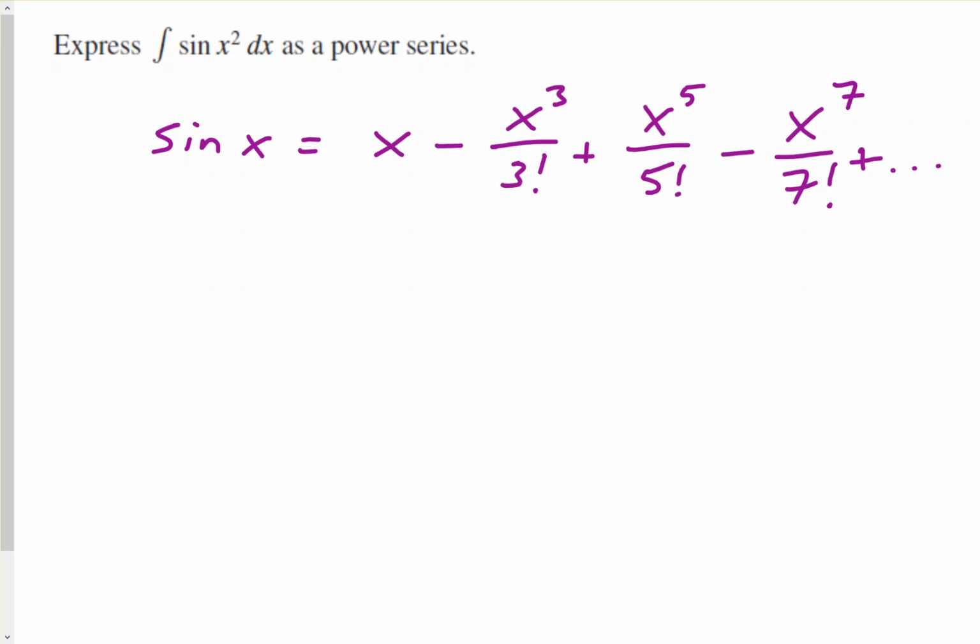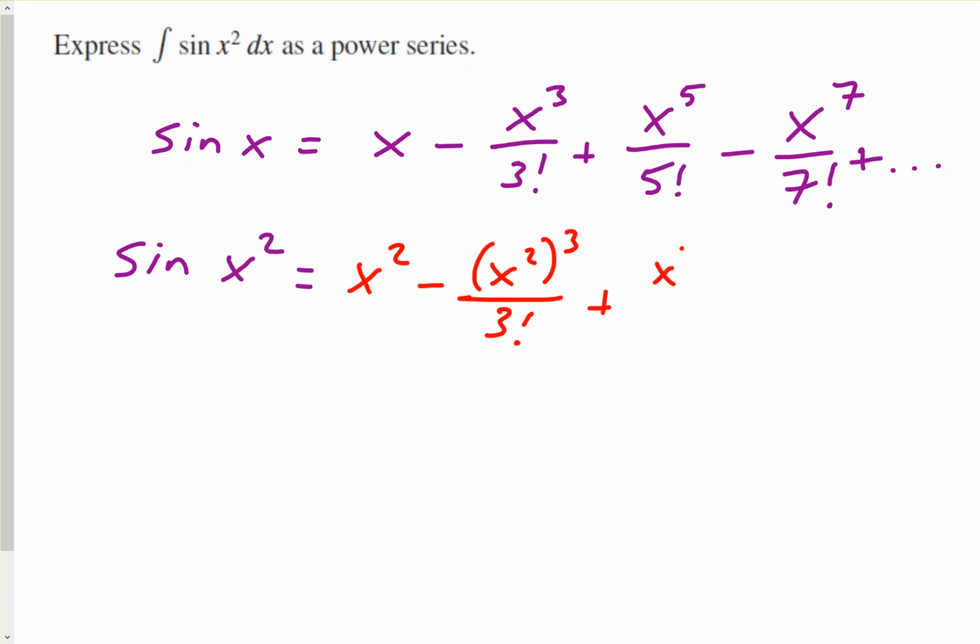Okay, so what we will do here is, because we have sine of x squared, everywhere we have an x, we're going to replace it with x squared. So that gives us x squared minus x squared cubed over 3 factorial plus x squared raised to the 5th over 5 factorial minus x squared raised to the 7th over 7 factorial, and this will continue like this.